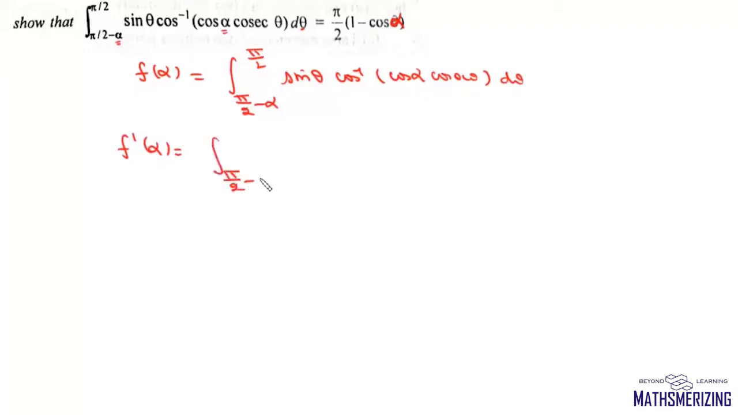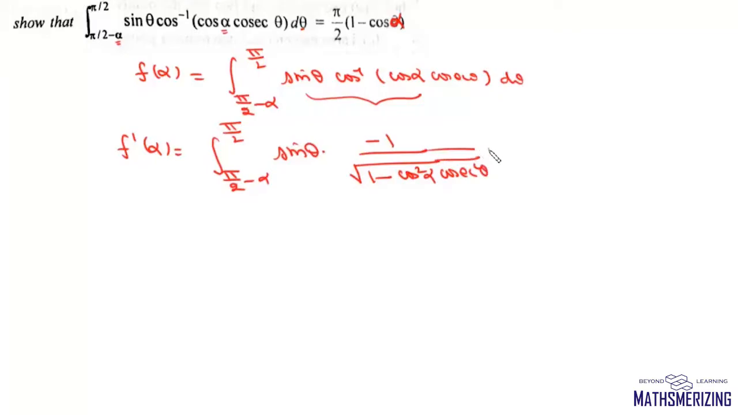Now this first part is the integral from pi by 2 minus alpha to pi by 2, and here we'll partially differentiate this function with respect to alpha. So it'll be sin theta and then minus 1 upon under root of 1 minus cos square alpha into cosec square theta, into cosec theta as it is, and derivative of cos alpha will be minus sin alpha, into d theta.